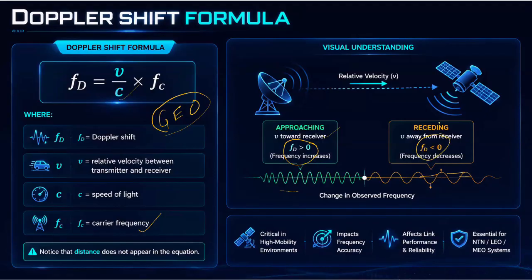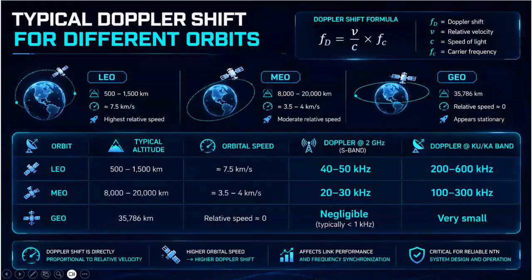The green waveform shows the satellite approaching. The white point is where the satellite is closest to the receiver. The orange waveform shows the satellite moving away from the receiver. And these are the typical Doppler shifts for different orbits. For LEO, the altitude is between 500 to 1500 kilometers. For MEO, it is between 8000 to 20,000 kilometers, and for GEO, it is around 35,000 kilometers.